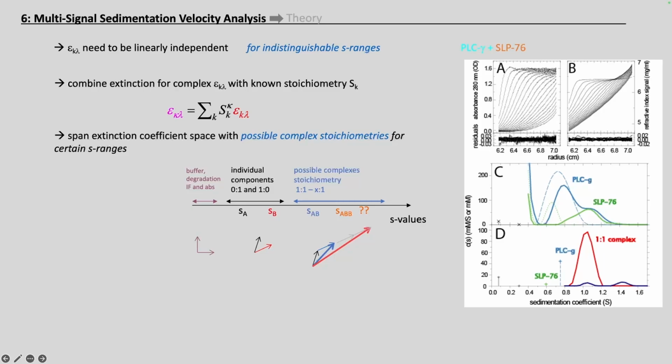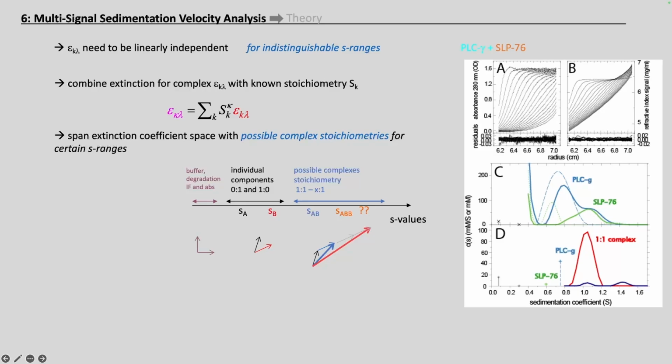Clearly, there is an excess of buffer signal, which we can see here in the interference data. And in the analysis, this comes out to be this species, which probably just represents the sodium chloride that is not optically matched. But nicely, from the multi-signal analysis, we can recognize the formation of a complex at 1.1 S, where PLC gamma and SLP76 co-sediment in what seems to be a one-to-one complex.